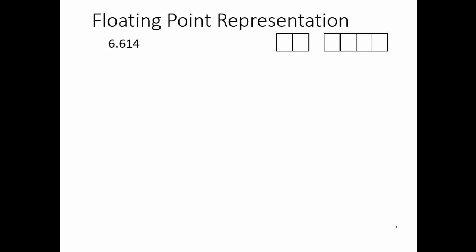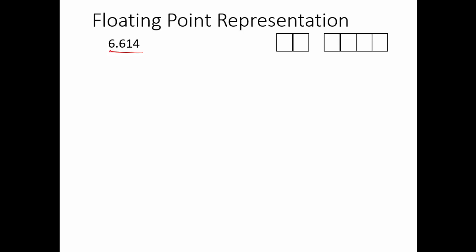And what we're talking about here is the idea of an exponent and a mantissa, and I want to show how you can come up with what those values should be. So here's the example I'm going to do. We want to represent the number 6.614. And this is a floating point number, a decimal value.